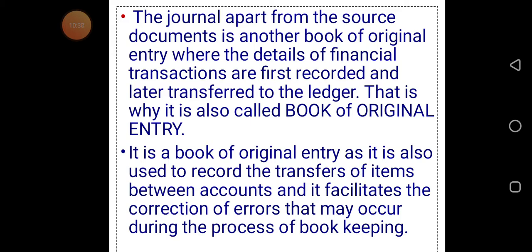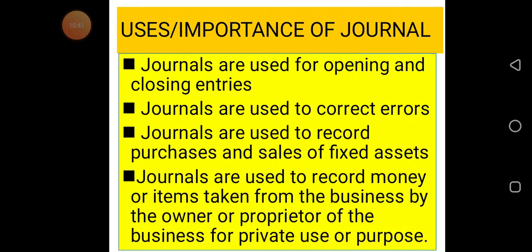So having said that, we want to look quickly at the uses or importance of journals. We say it is used to open and close entries. It is used to correct errors. It is used to record purchases and sales of fixed assets, and it is also used to record money or items taken from the business by the owner or proprietor of the business for private use or purpose.